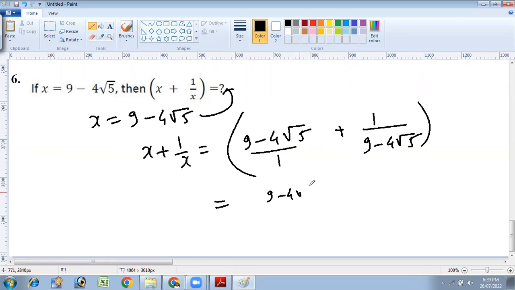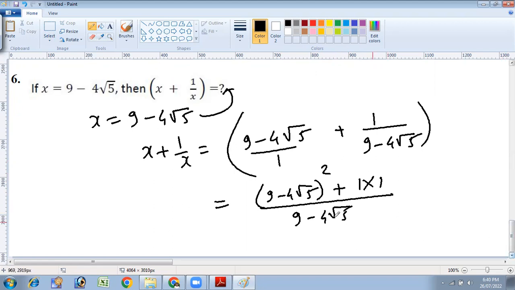So it will be like this: 9 minus 4 root 5, bracket square, plus 1 multiplied by 1, divided by 9 minus 4 root 5. Okay, like this only. Yes, sir. So what is the expansion? 9 nines are 81. Then 81 minus 18, 4 root 5.